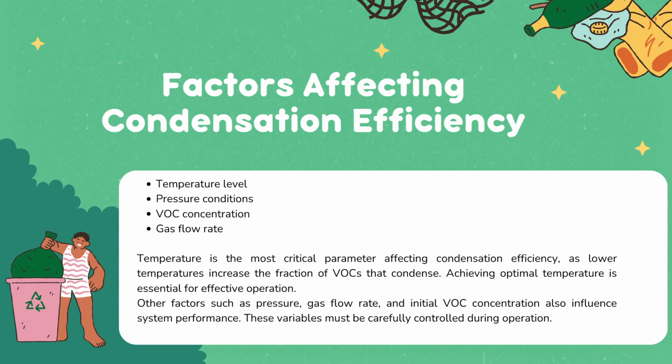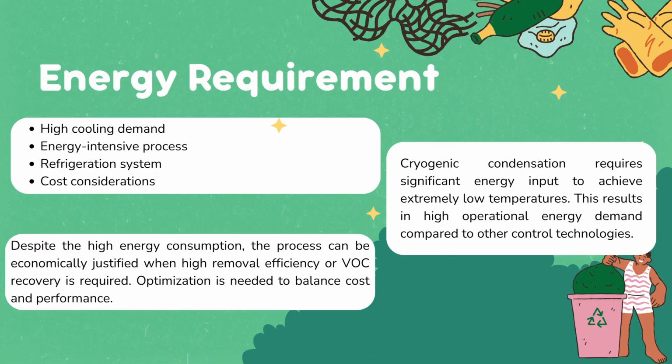Next, we jump into the factors affecting condensation efficiency, which include temperature level, pressure condition, VOC concentration, and gas flow rate. The temperature is the most critical parameter affecting the condensation efficiency, as lower temperature increases the fraction of the VOC that condenses. Achieving the optimal temperature is essential for effective operation. The other factors such as pressure, gas flow rate, and initial VOC concentration also influence the system performance. These variables must be carefully controlled during operation.